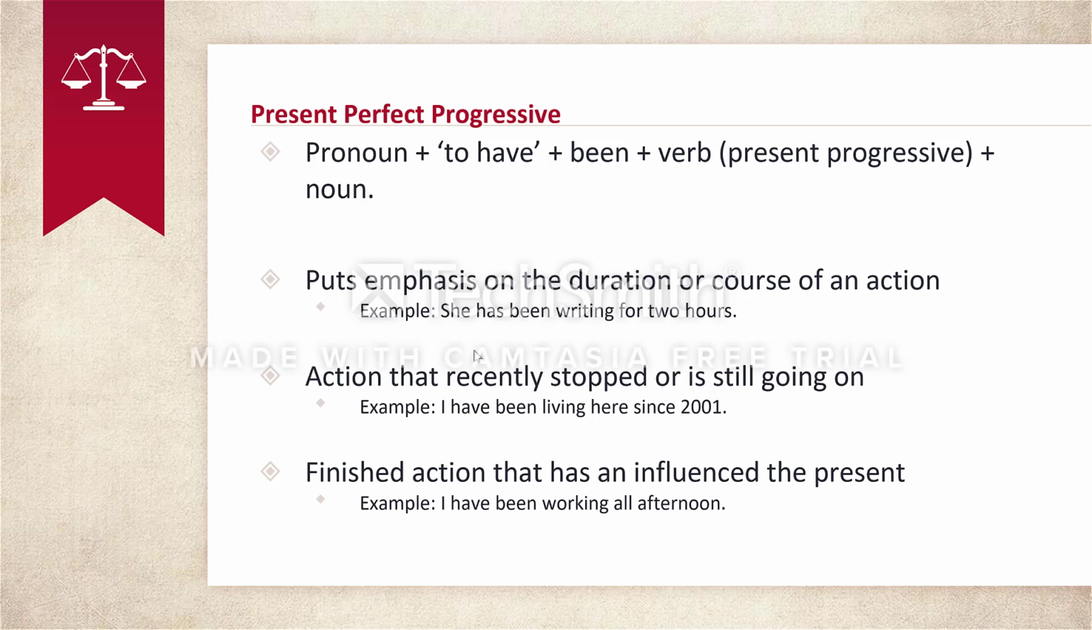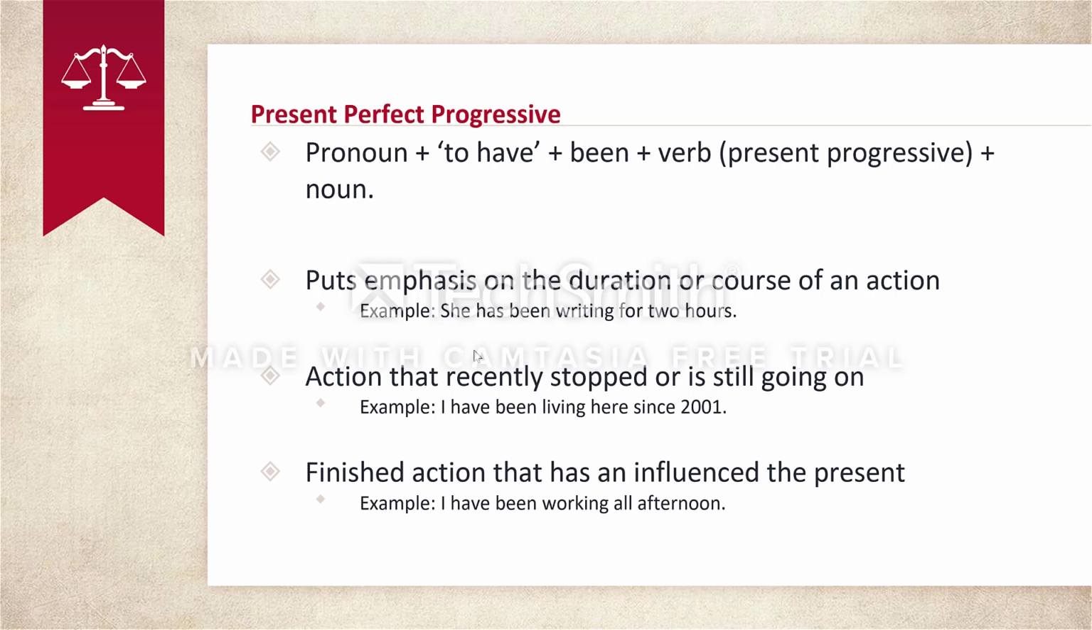And the last example, finished action that has influenced. If you think about the present perfect simple, it was a finished action that influences the present, right? But this one is influenced with a D in the past. So we have to think about that a little bit. It has influenced the present. So it's still something that could have recently stopped or recently influenced us in the present.